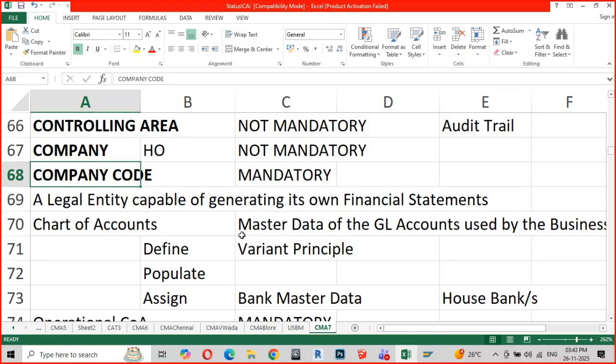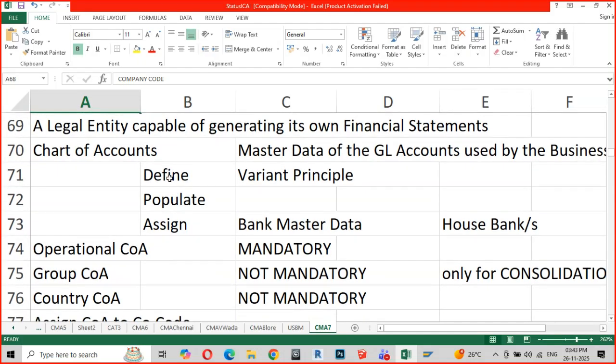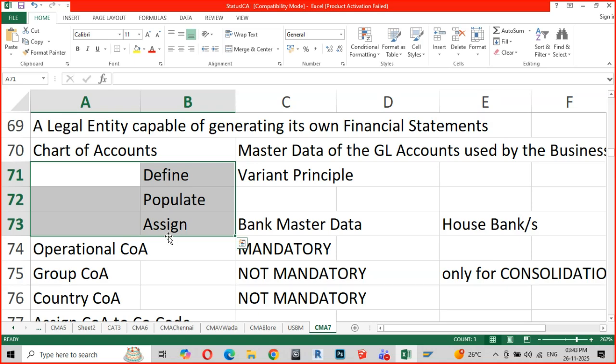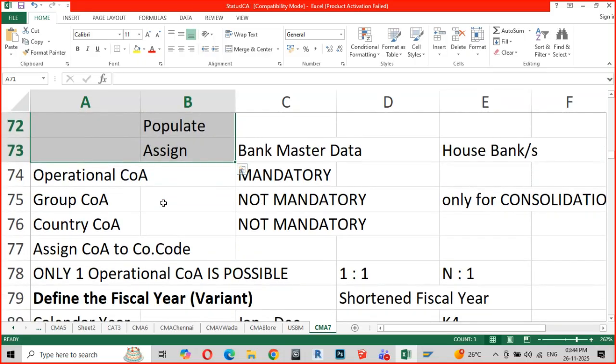So now you have the important concept of something called your variant principle. First and foremost, you define, you put in the required information, for example, GL accounts in your chart of accounts. And finally, to complete the meaning, you assign the creation to your company code.